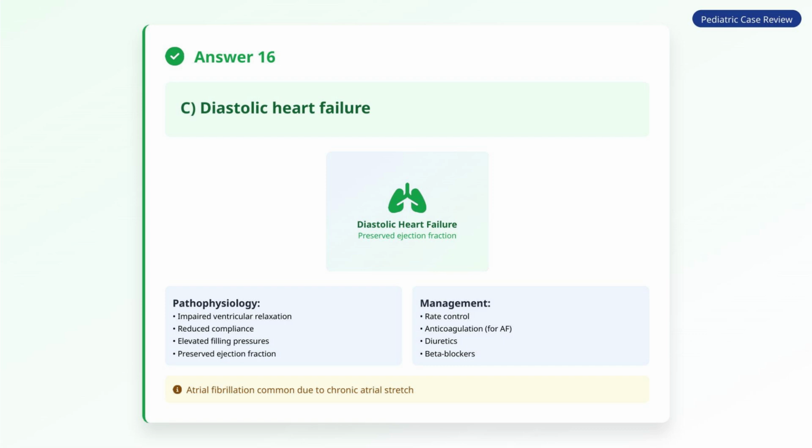Impaired ventricular relaxation and reduced compliance lead to diastolic dysfunction, causing elevated filling pressures and heart failure symptoms despite preserved ejection fraction. Atrial fibrillation is common due to chronic atrial stretch. Management includes rate control, anticoagulation, and diuretics.